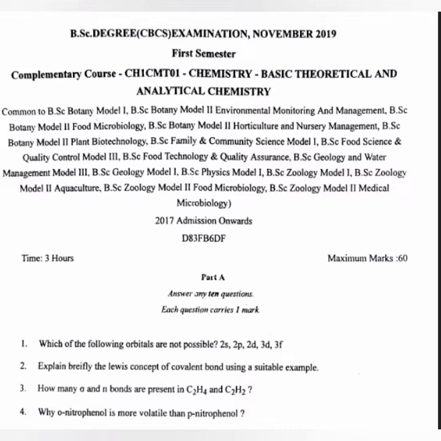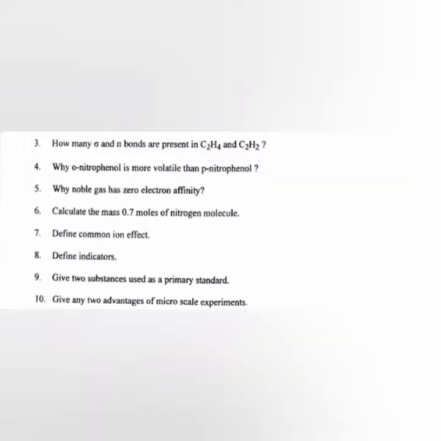3. How many sigma and pi bonds are present in C2H4 and C2H2? 4. Why orthonitrophenol is more volatile than paranitrophenol? 5. Why noble gas has zero electron affinity? 6. Calculate the mass of 0.7 moles of nitrogen molecule.